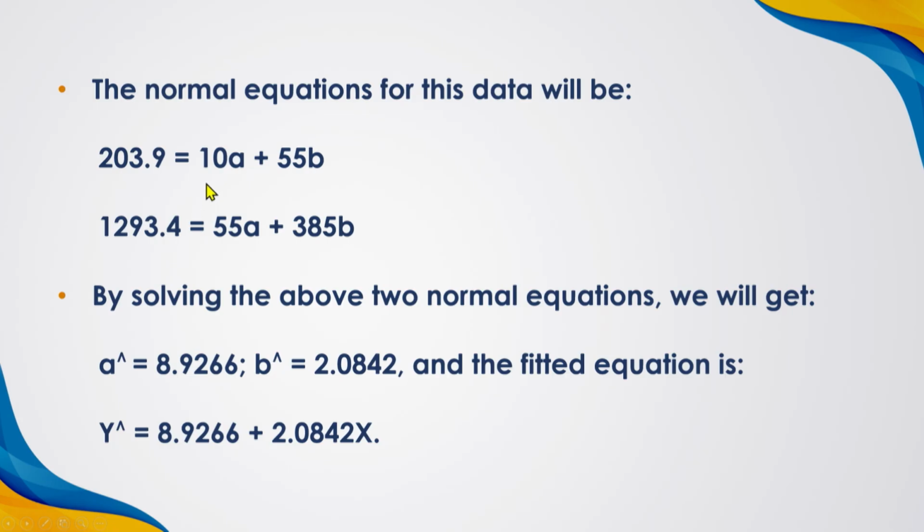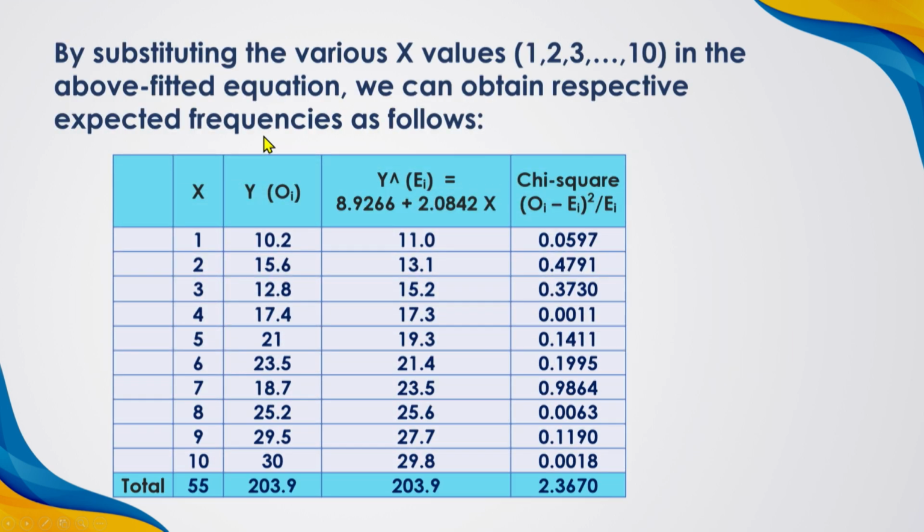With those summations only, you can frame your normal equations as in the above part, that is these two. When you obtain the totals of summation xy, summation y, summation x square, summation x, then you can obtain these two normal equations. Then by simplifying you can obtain your estimated parameters a cap and b cap, and finally you can fit your equation as y cap equals 8.9266 plus 2.0842 capital X.